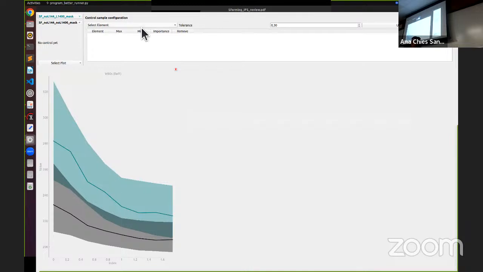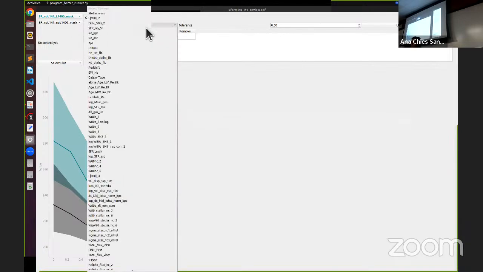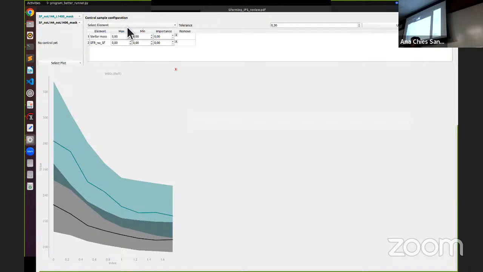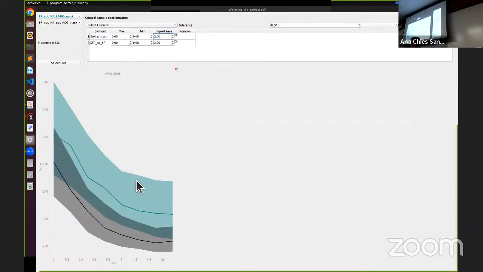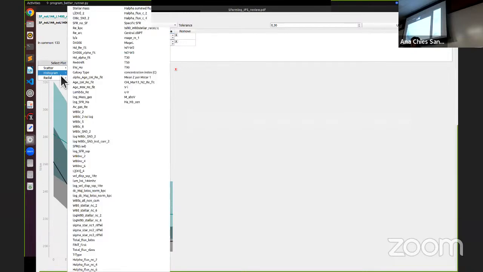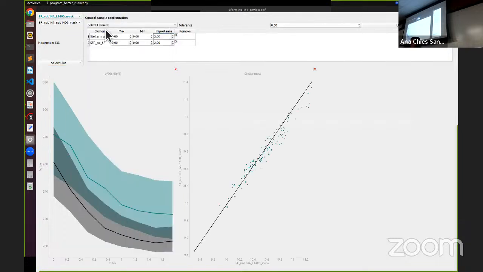And then you can select how you want to match these things. So let's say stellar mass and star formation rates. This is a tolerance parameter that decides how strict it wants to be in the matching. And this is how important your parameter is. So if I put this and I now update, it's still different. And you can see a scatter plot of the stellar masses. And they are very similar.